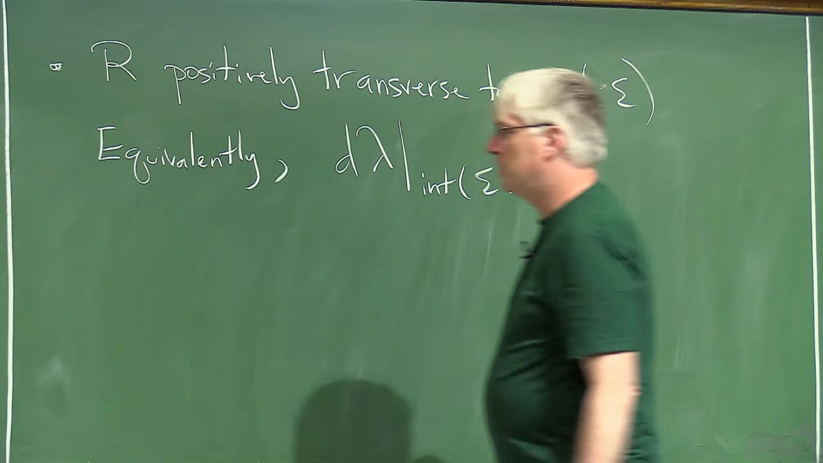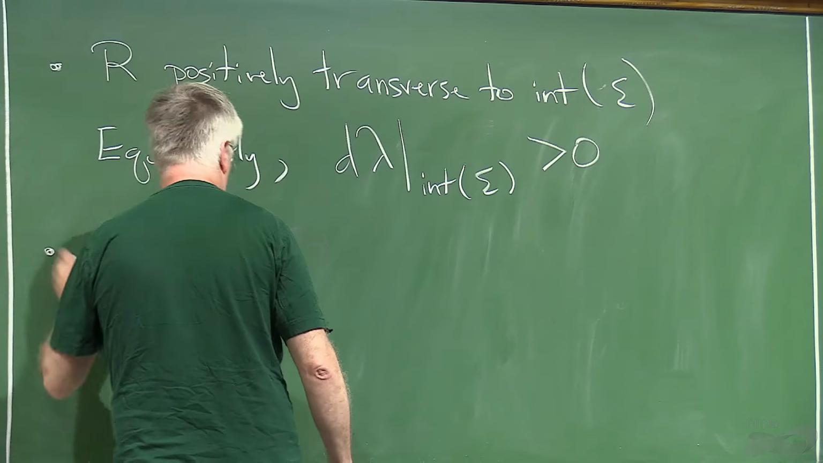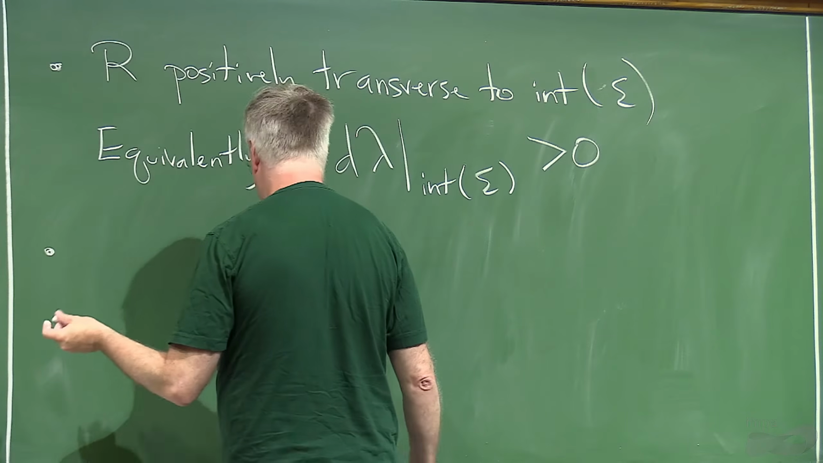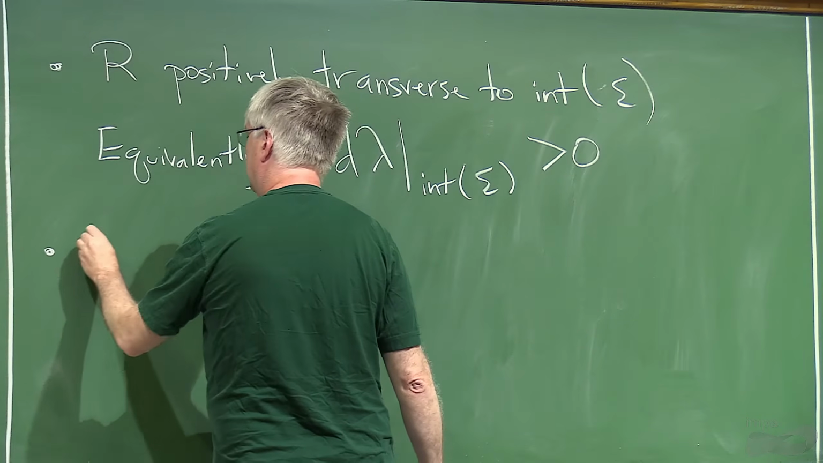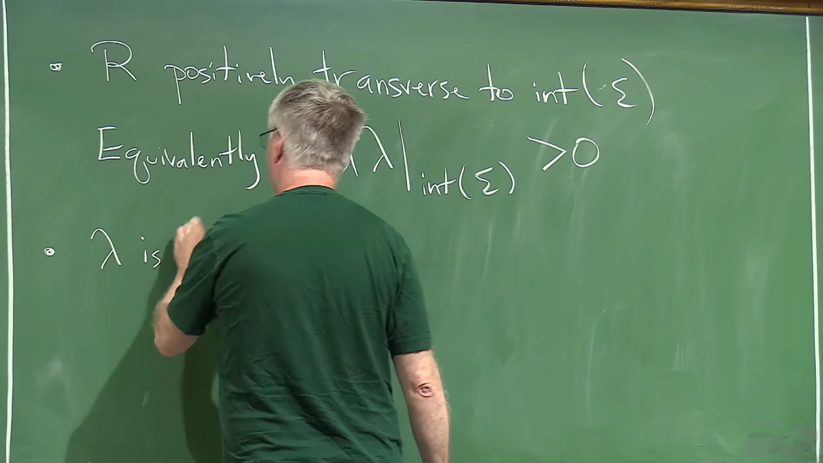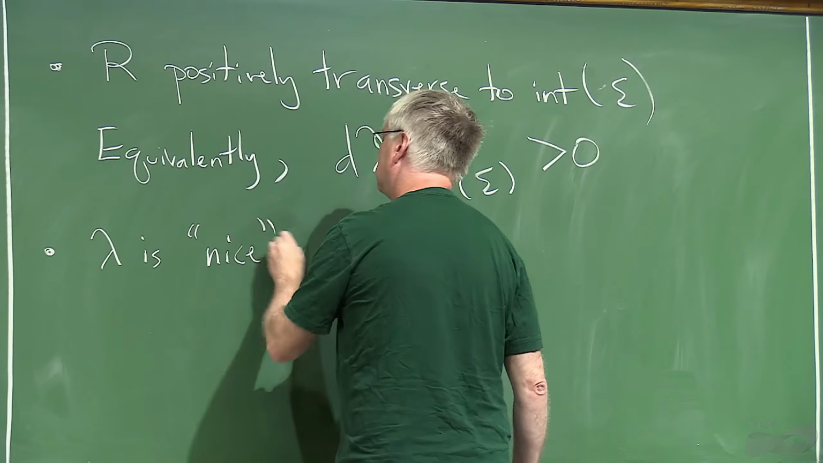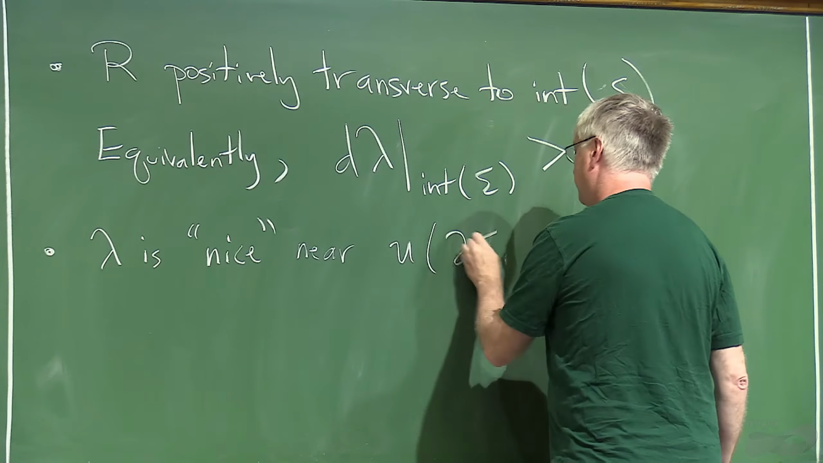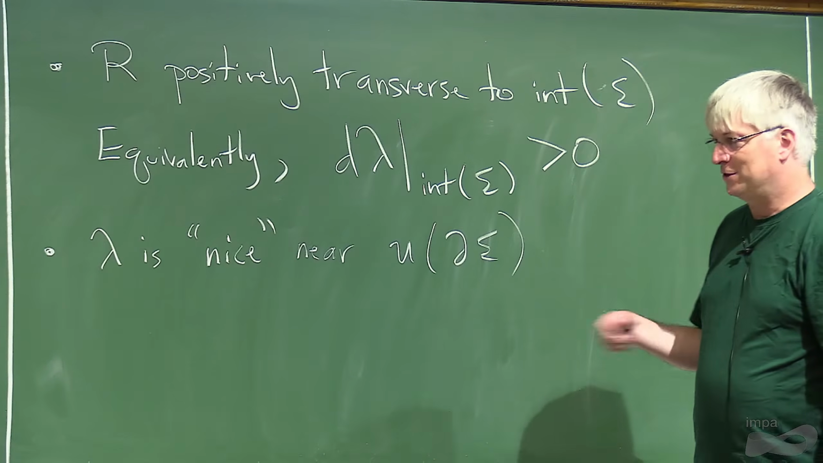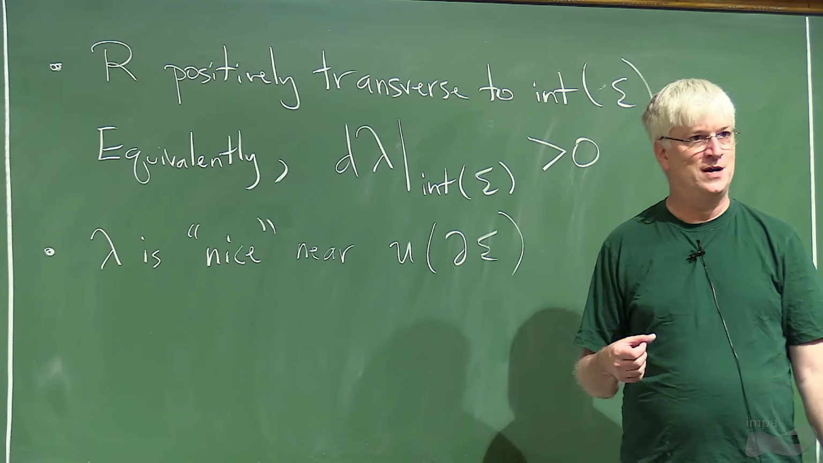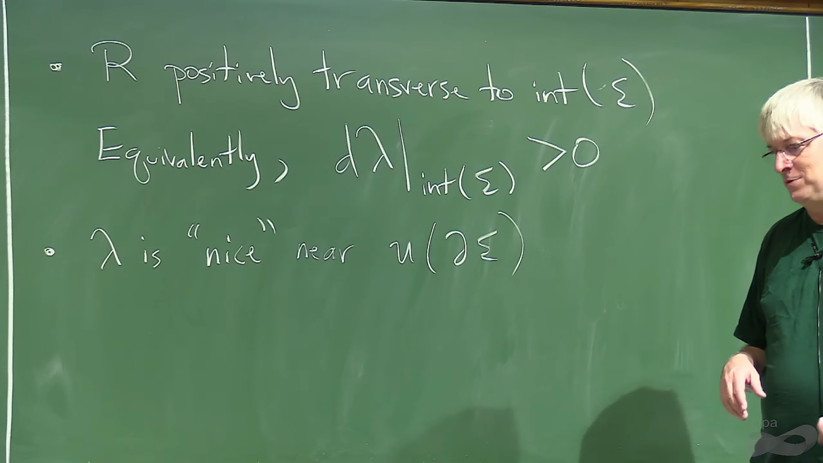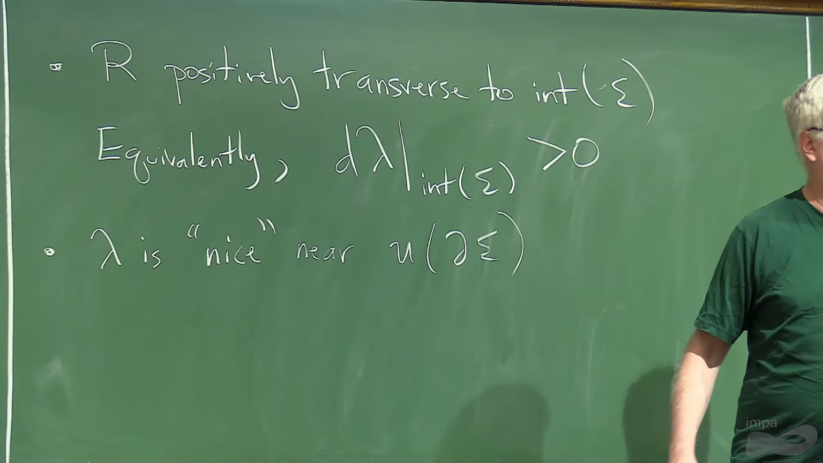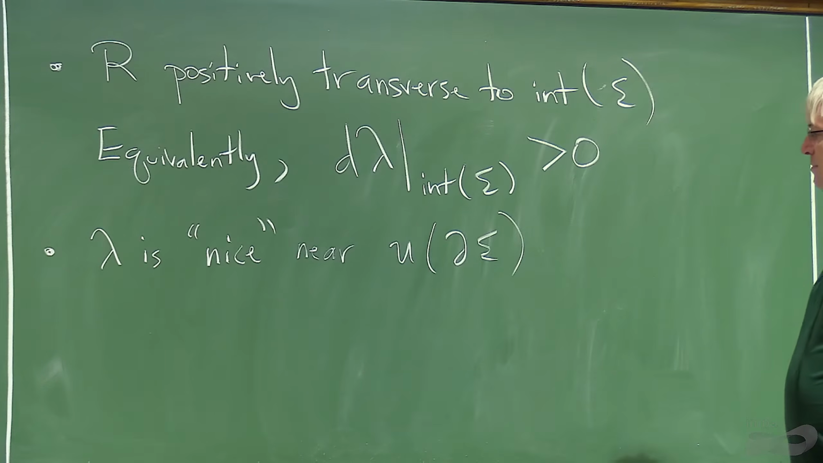There's one more hypothesis, which I don't want to spell out right now. I can do it later if somebody wants to know about it. But I assume that lambda is nice near the boundary of the surface. There's a simplifying assumption that I need to make in order to be able to prove the theorem, and maybe it can be dropped with further work. So these are the hypotheses.